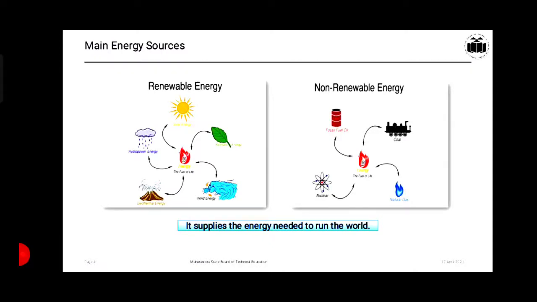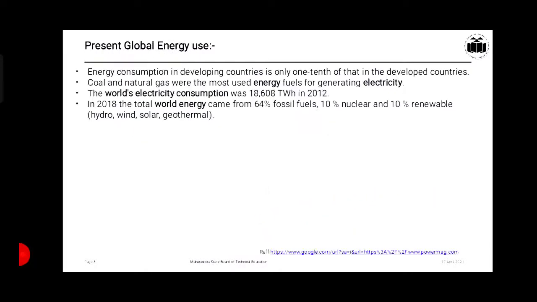It supplies the energy needed to run the world. We know that the world is run by using energy of different forms, and this picture shows that the different types of energy are used by different factors. Now we are going to learn what the present global energy use is.